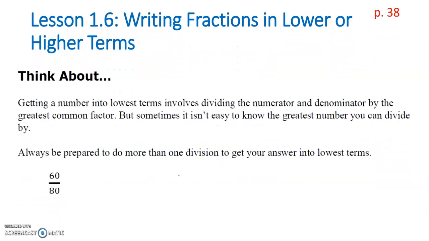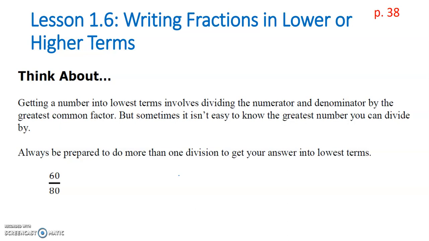So when we are going to be dividing fractions into lowest terms, what we have to do is divide both the numerator and the denominator by the greatest common factor. But a lot of times it's not so simple to know the greatest common factor. So what you can do is just be prepared to divide more than once.